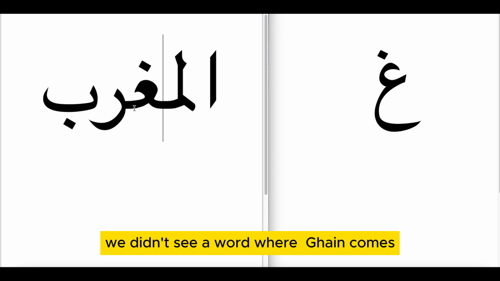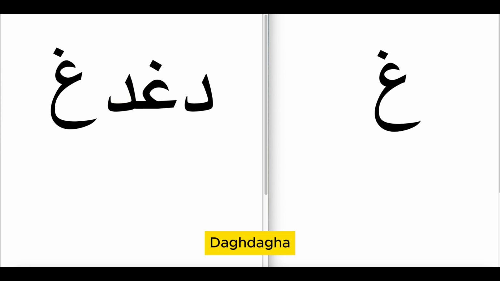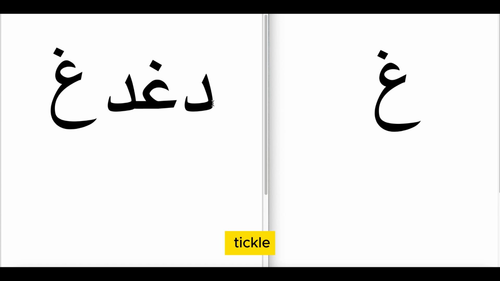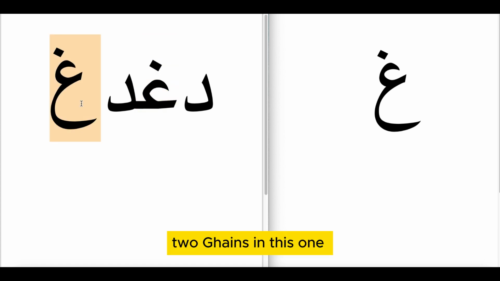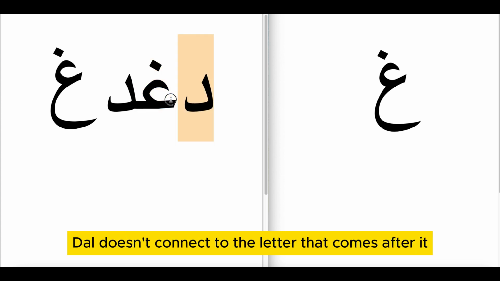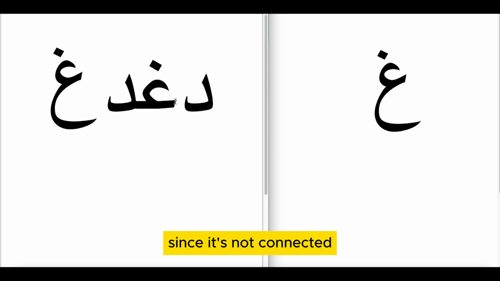Okay, no, wait. We didn't see a word where Ghain comes at the end of the word. Okay, how about this one? Daghdagha. A verb, which means he tickled. Tickled, like kuchi kuchi goo. Two ghains in this one. Now, why did ghain not turn into a knot in the middle of the word? Because it's not connected to dal. Dal doesn't connect to the letter that comes after it. So this is as if ghain comes at the beginning of the word since it's not connected.